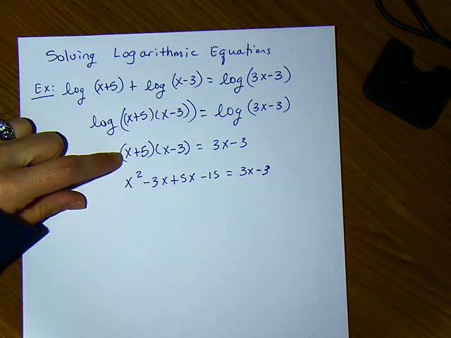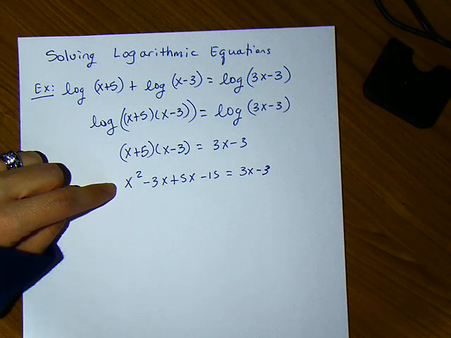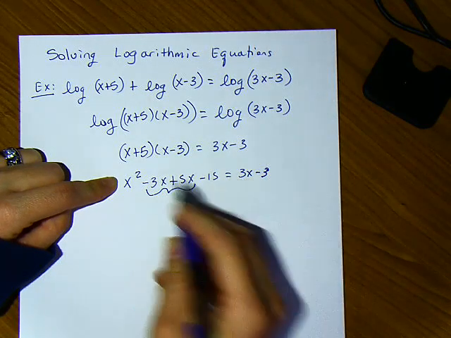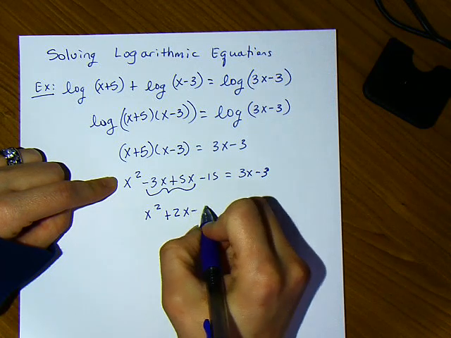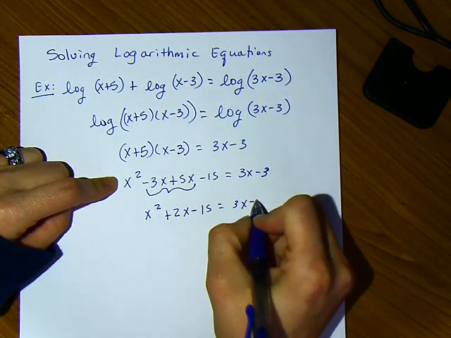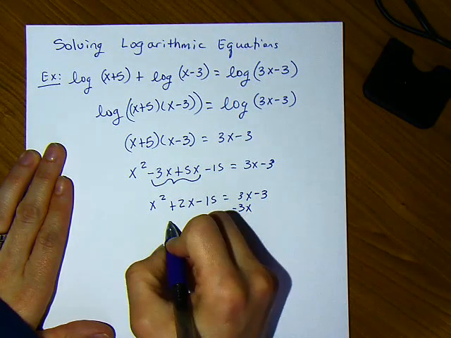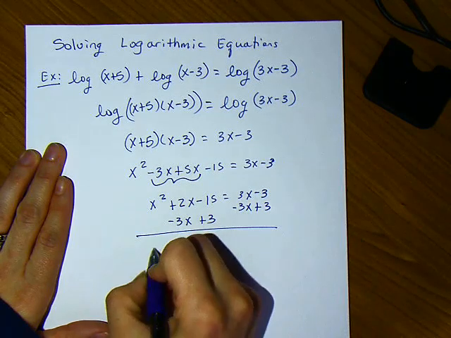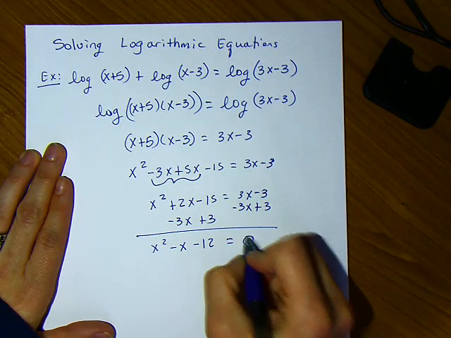And we looked at a couple of different methods, namely factoring and quadratic formula. To use either of those methods to solve the quadratic, I do need it equal to 0. So I'm going to collect like terms. So x squared plus 2x minus 15 equals 3x minus 3. And subtract 3x from both sides. Add 3 to both sides. So I end up with x squared minus x minus 12 is equal to 0.